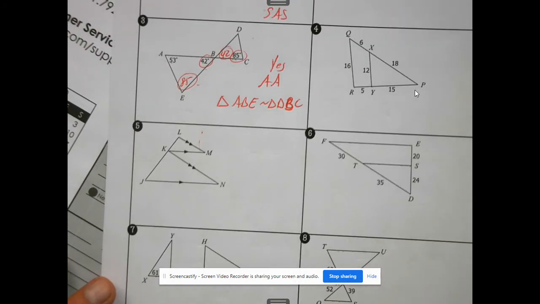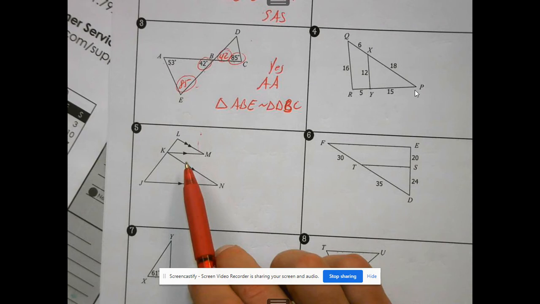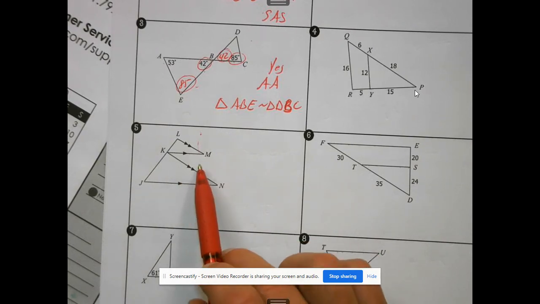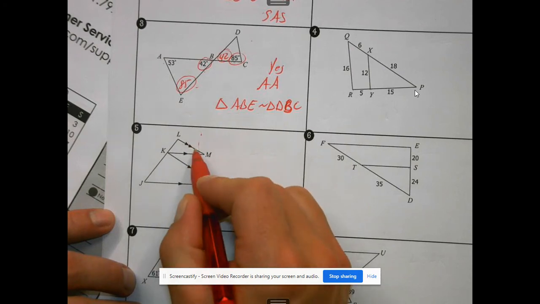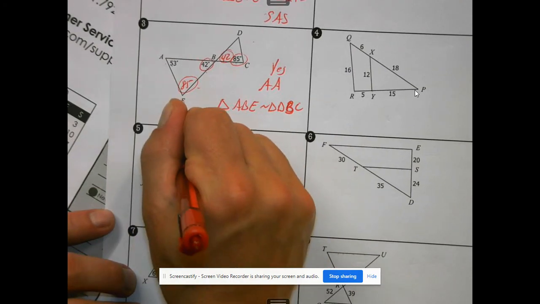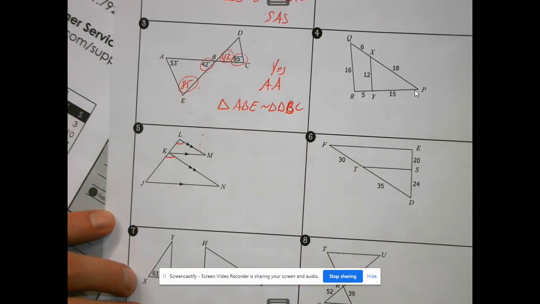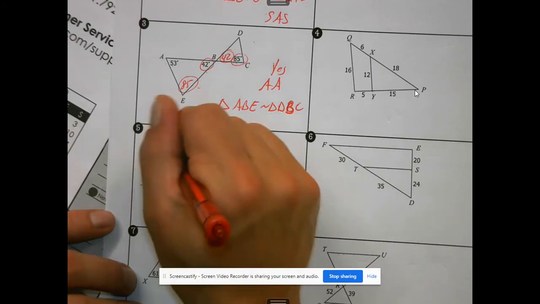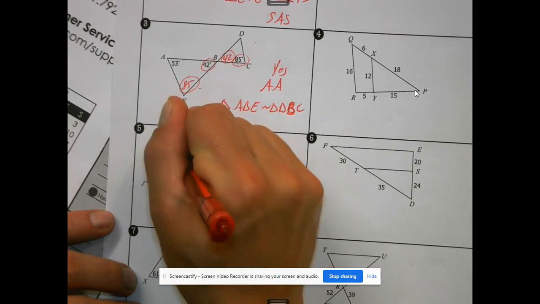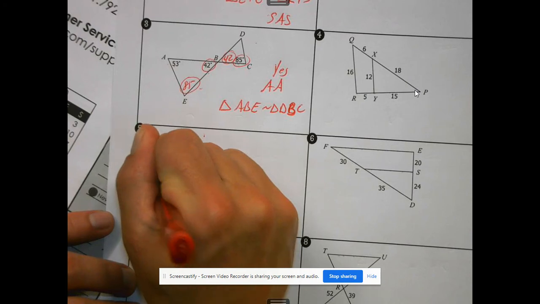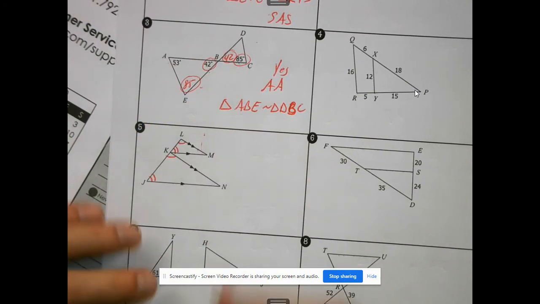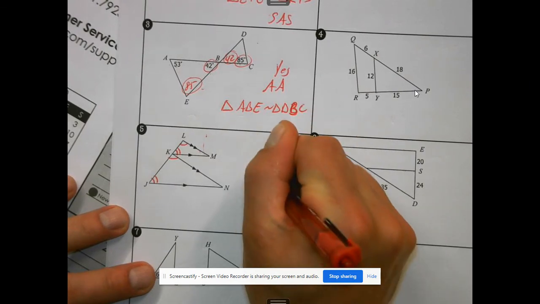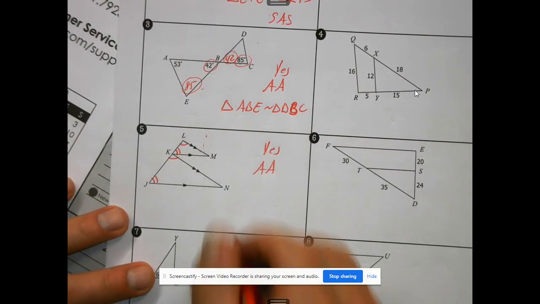Number 5. Well, I don't see any side measurements, so the only thing it could possibly be would be angle, angle. So I see a lot of parallel lines, right? So I see this line is parallel with that one, so I know this angle corresponds with that one. I also know that these lines are parallel, so this angle would be corresponding with that angle. So sure enough, I've got 2 sets of congruent angles, so angle, angle does work. This is a yes. Angle, angle.